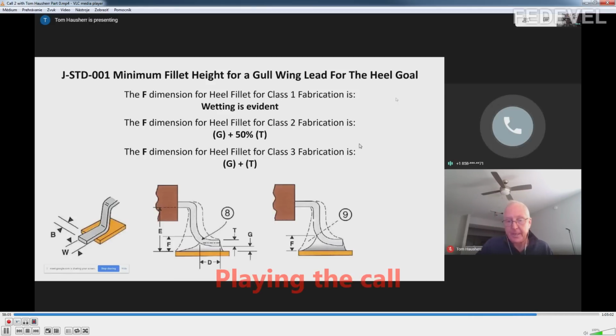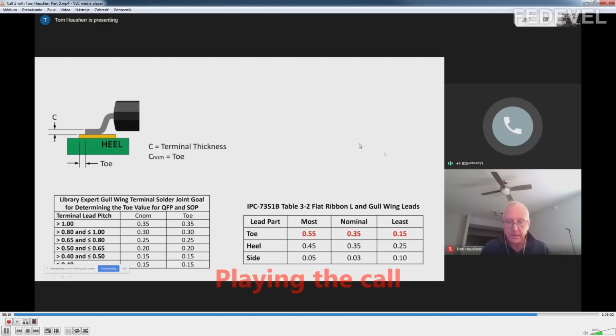I'm going to change the slide again to go into what we determined, because here is the IPC-7351B table for the gull wing leads.